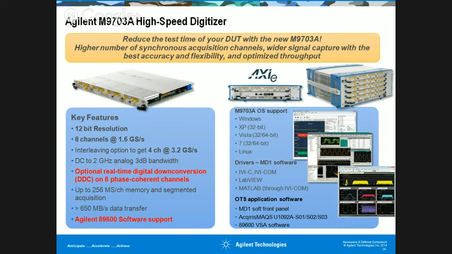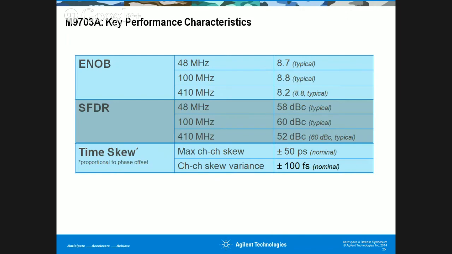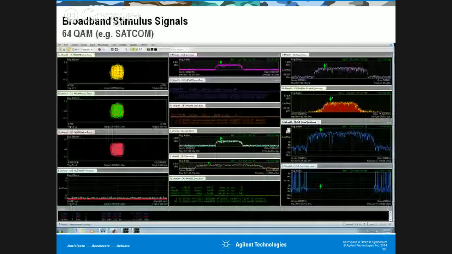You get data transfer at a very fast speed, up to 650 megabytes per second. It also supports the industry standard VSA software called 89600, wherein you can sample 8 channels and then compare each of the channels and get the frequency response of each channel with respect to each other. So that's what has been shown here. These are the screenshots of the VSA software, wherein a 256 QAM modulated waveform has been fed to the elements, and then you're getting the frequency response of each of these with respect to each other.